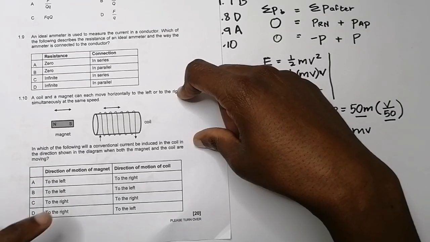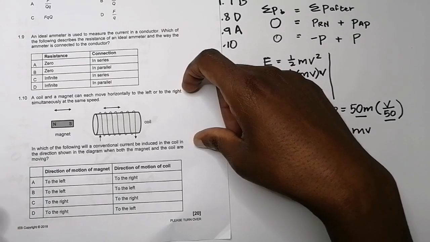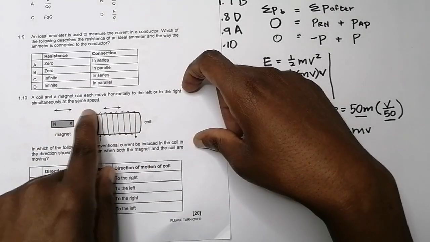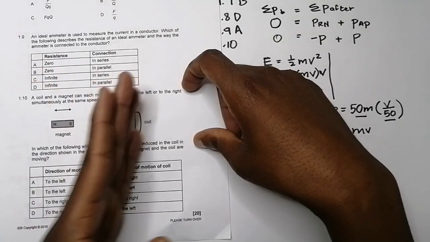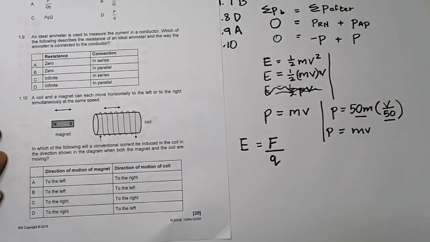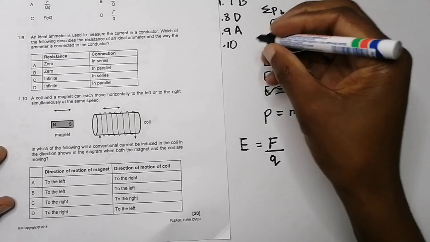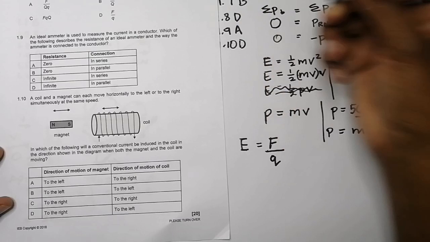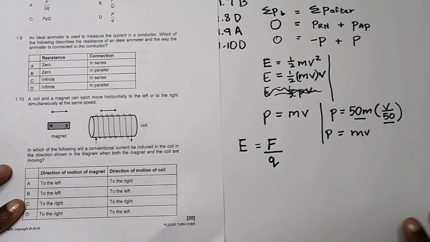So in this case, because I want the current to follow conventional current, I would say I'd move it to the right, and it means that my coil should move to the left. And so my answer to that question should be D. Okay, so I think we reached our conclusion in that.